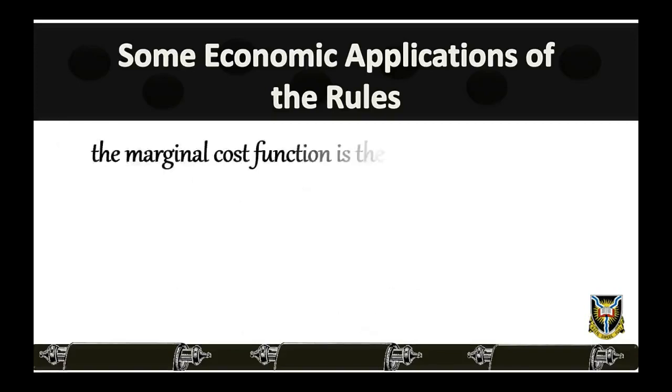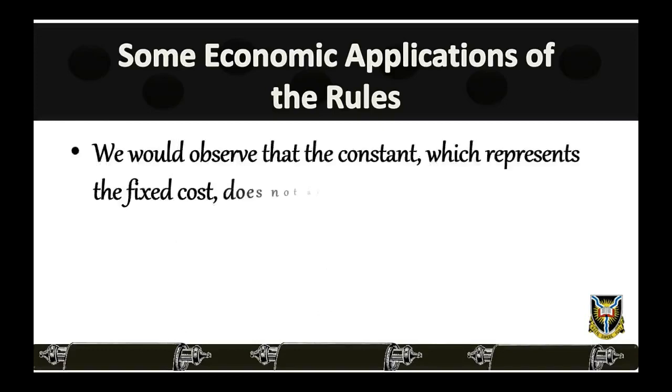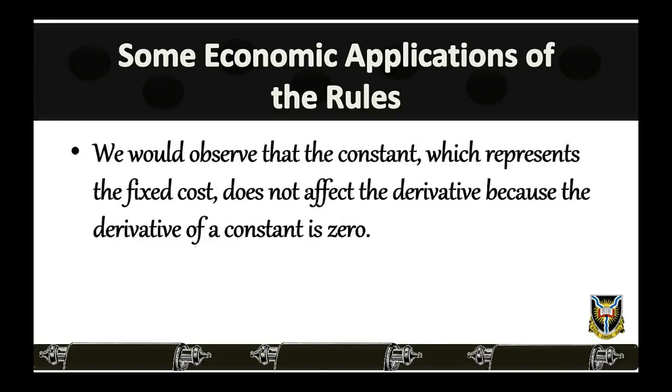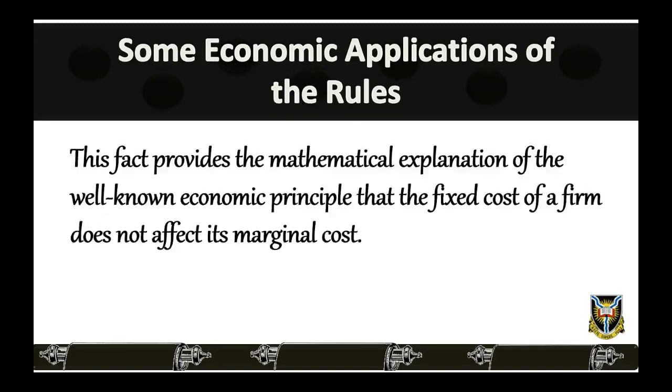The marginal cost function is the derivative of the total cost function. MC(Q) equals dTC/dQ equals 3Q^2 minus 8Q plus 10. We observe that the constant, which represents the fixed cost, does not affect the derivative because the derivative of a constant is zero. This provides the mathematical explanation of the well-known economic principle that fixed cost of a firm does not affect its marginal cost.